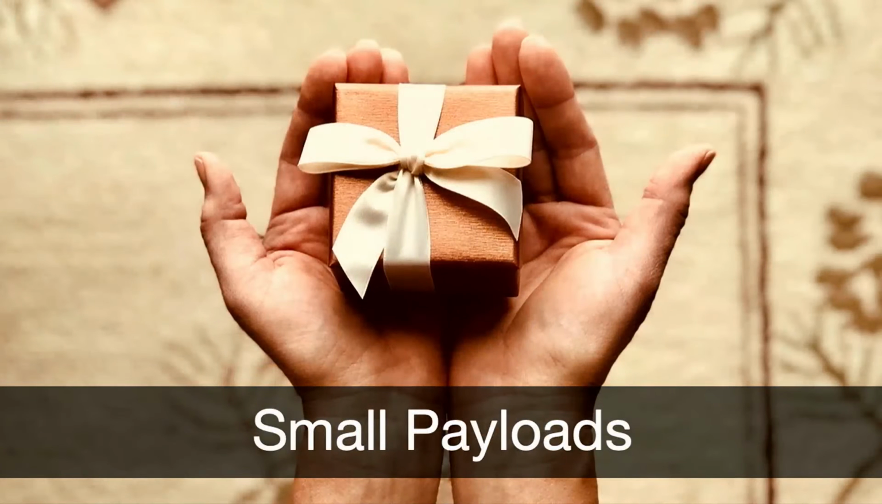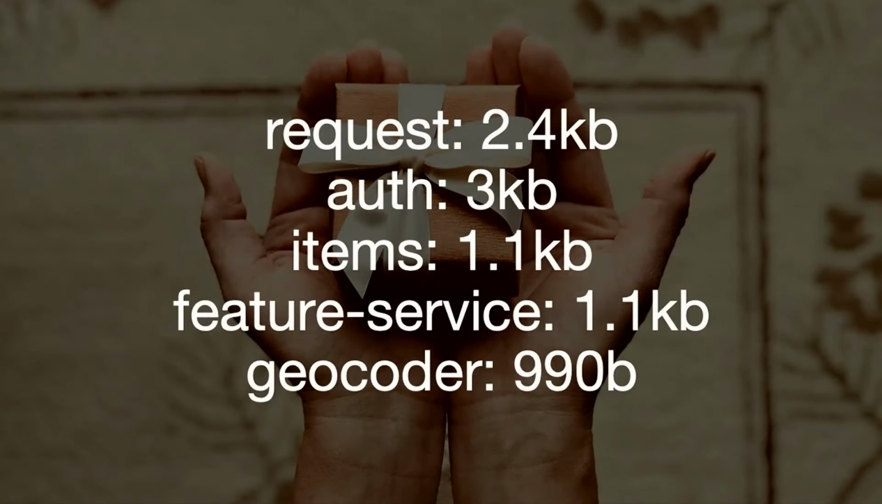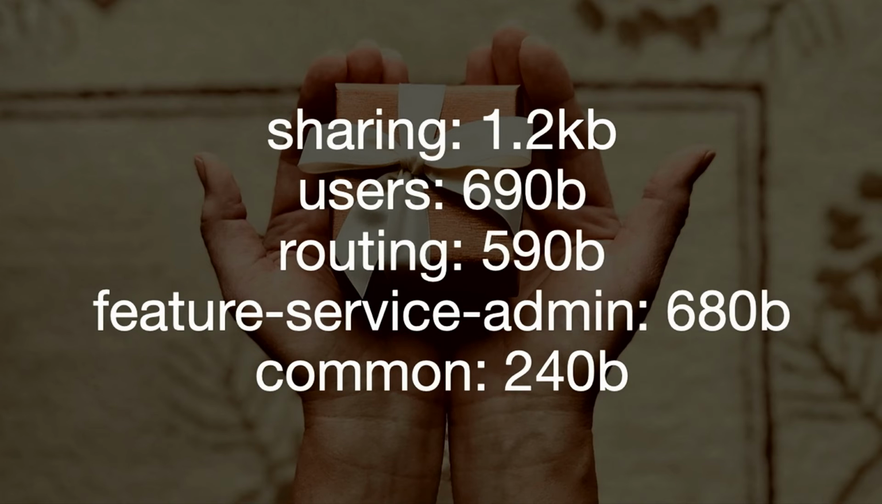So that meant focusing on building very small payloads. And in terms of the small payloads, we wanted to show this, right? The request library is under 3K, the auth part of it is 3 kilobytes, and then a geocoder is measured in bytes. You want to do feature service admin, that's 680 bytes, and then the sharing API is 1.2. This whole thing, your worst case scenario is 15K. It's half the size of React itself. So it's super, super light.